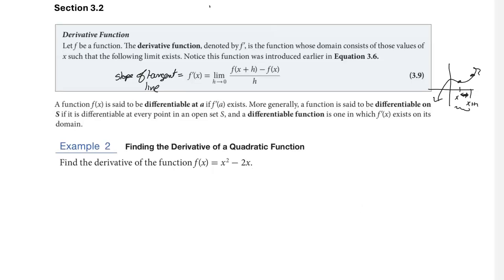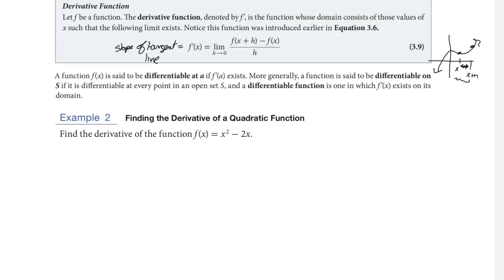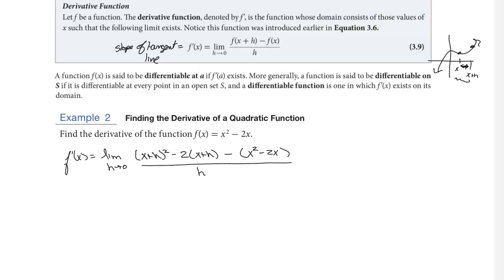So let's find the derivative of a few functions. We're going to start with this first one. We've got the function x squared minus 2x. So the derivative is going to be the limit as h approaches 0 of the difference quotient. So it's f of x plus h. We're going to plug x plus h in for all the x's. And then we're going to subtract the original function because it says minus f of x. And all of that's over h.